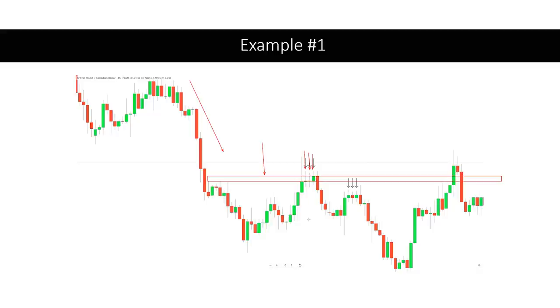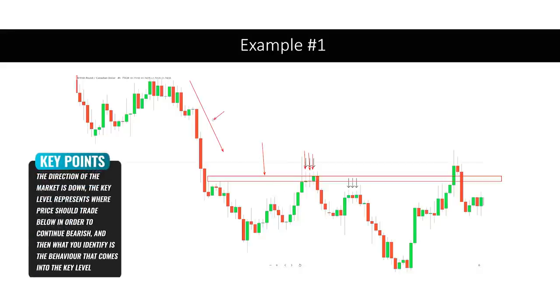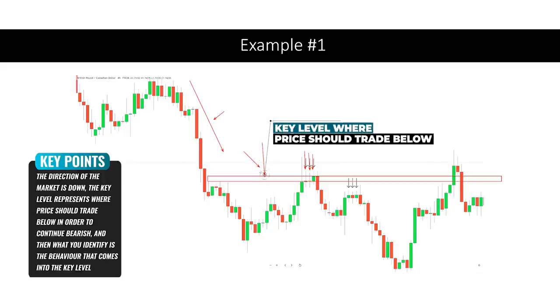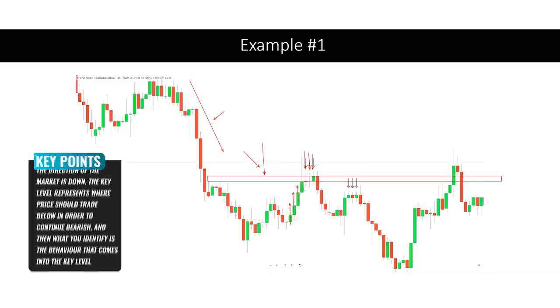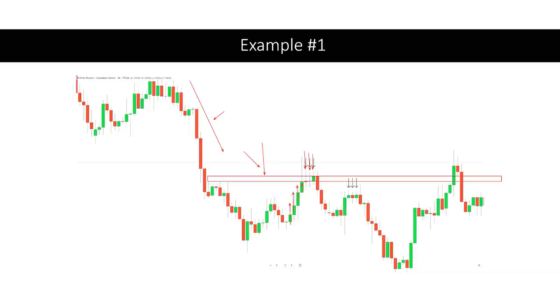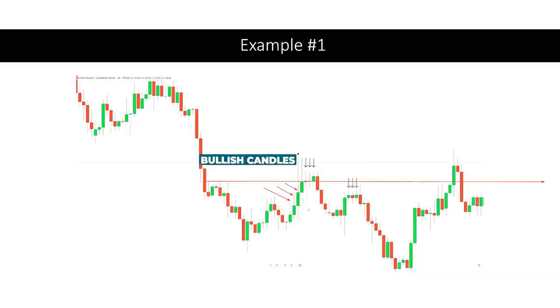You have to bring everything together. By doing this, what you will say to yourself is this: the direction of the market is down. The key level represents where price should stay trading below in order to continue bearish. And then what you identify is the behavior that comes into this key level. Now, you can see that the behavior coming into this key level here is very, very bullish.